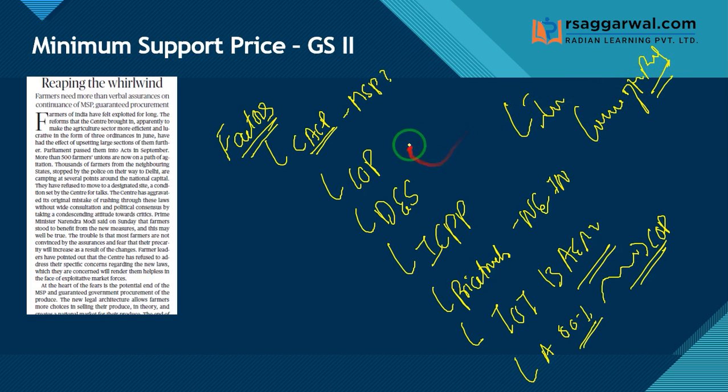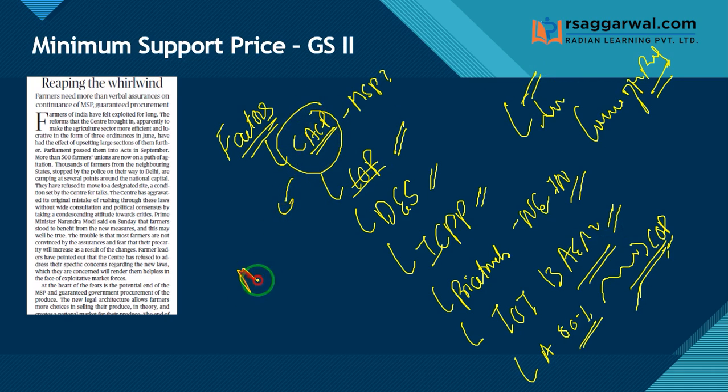Let us revisit it. First is the cost of production. Second is the demand and supply scenario. Third is the intercrop price parity. Then the price trends in the national and the international market. Then the terms of trade between agriculture and non-agriculture. Then a minimum 50% margin over the cost of production. And then the likely implications or impact on the consumers of that product. Based on all this, the CACP provides the recommendations and the MSP is finally announced by the Cabinet Committee of Economic Affairs for the farmers.